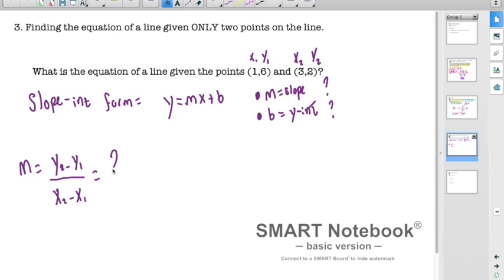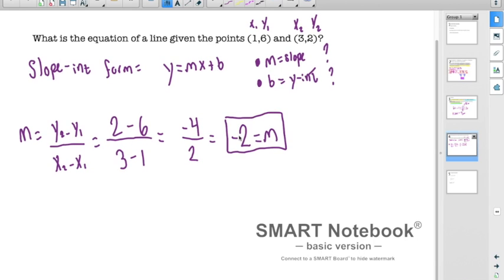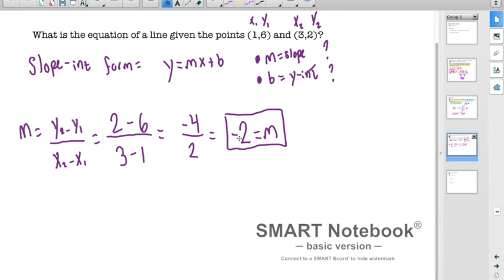y2, which is 2, minus y1, which is 6, divided by x2, which is 3, minus x1, which is 1. This becomes negative 4. Bottom becomes 2. So the slope comes out to negative 2. Okay? So we're one step closer to finding the equation. Slope is good. Now we've got to find the y-intercept.